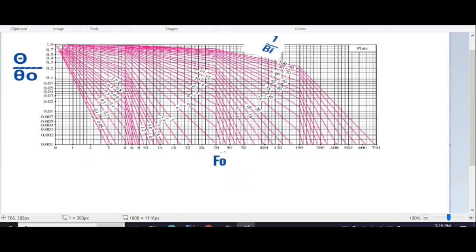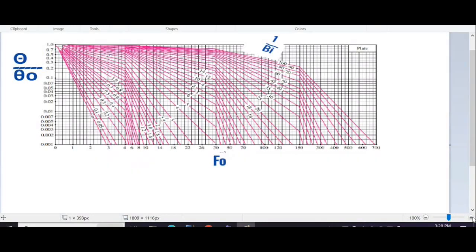While the Fourier number is 3.07, we will approximately select this line as 3. So on this horizontal line, here is point 3. Now we will draw one vertical line from this number 3, and it will intersect this inclined line at 4.76.